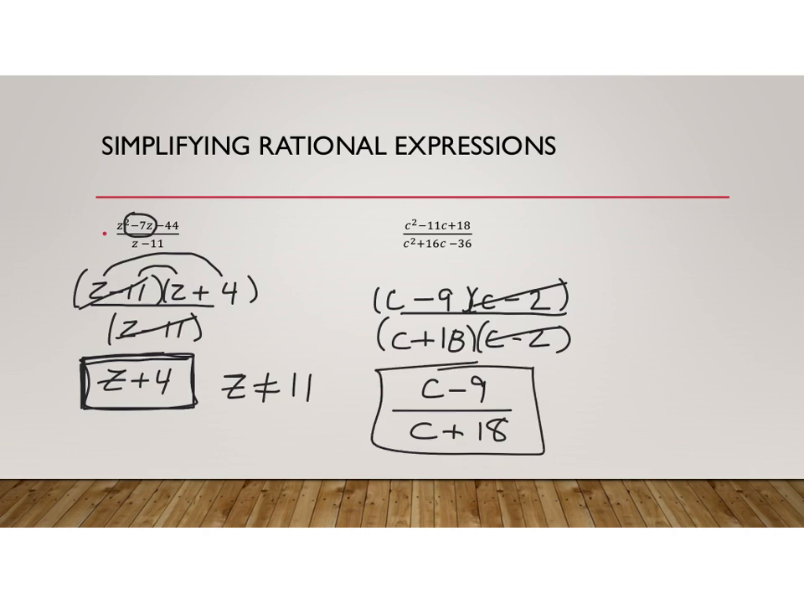And then, as far as what makes it undefined, c would not equal. Who's got this one for me? What makes the bottom 0? Yes, correct. c cannot be a negative 18. All right, so that is simplifying rational expressions.